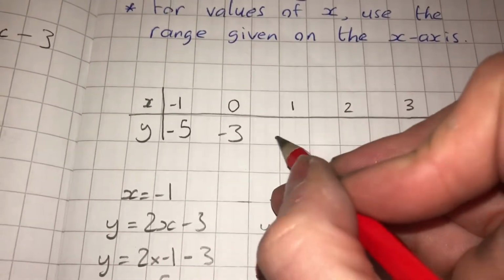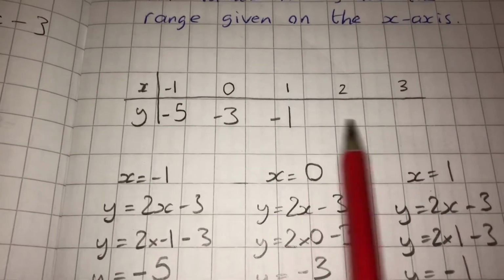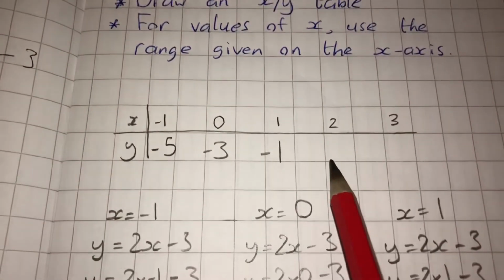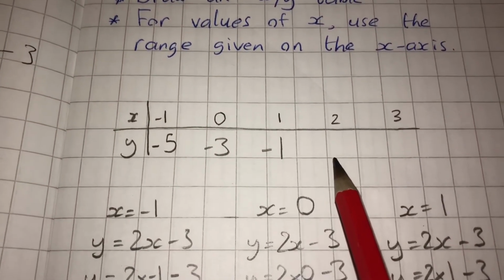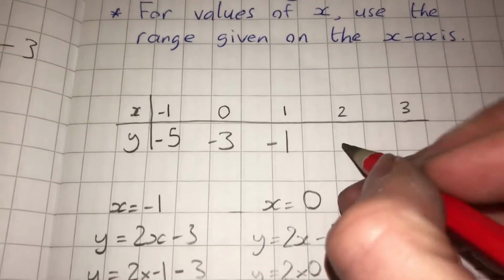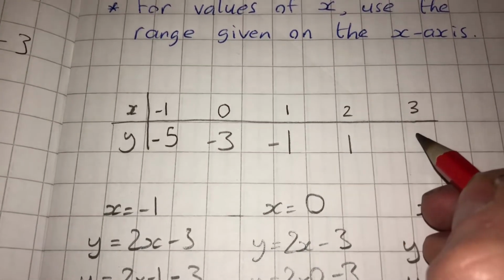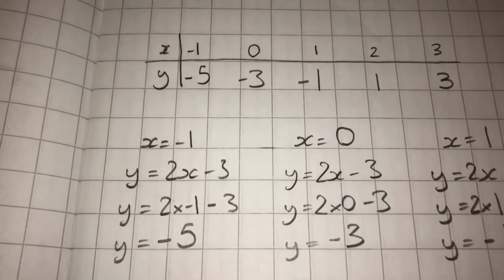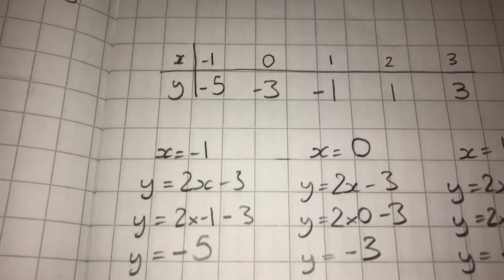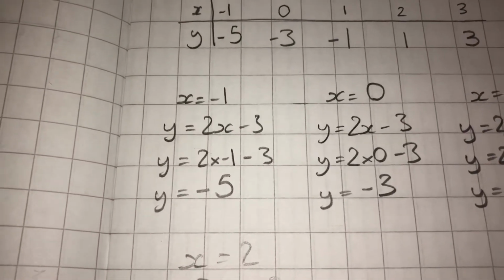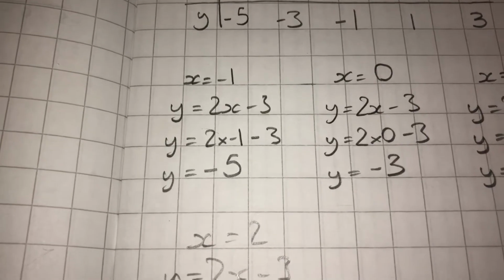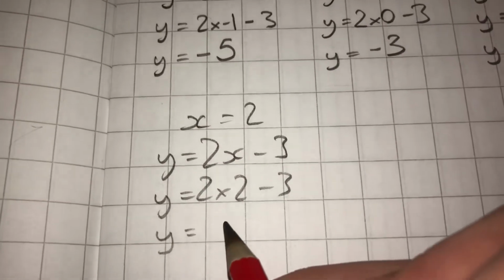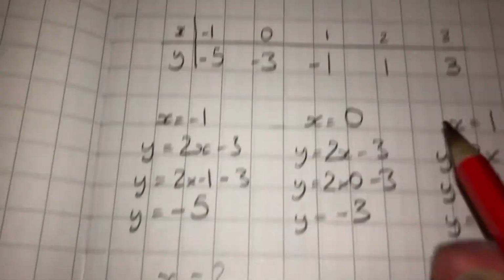Using that, I should be able to predict the next 2 values of y without actually having to do this working out, though I'll do it to make sure I've done it correctly. 2 up from -1 is 1, and then 2 up from 1 is 3. I will just do it to show you. When x equals 2, y equals 2x minus 3. So x being 2 this time, it's 2 times 2, take away 3. 2 times 2 is 4, take away 3 is 1. So again, that's what I had there.